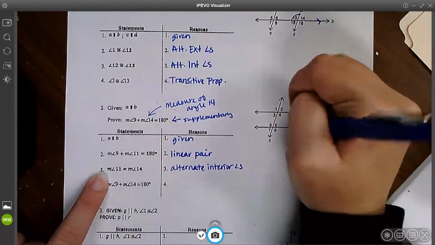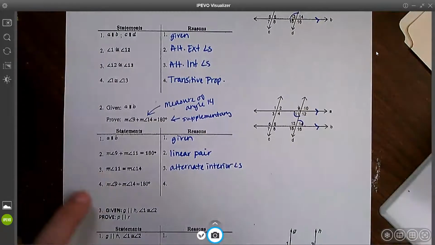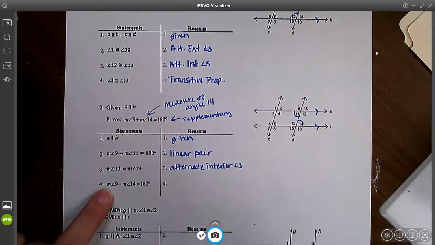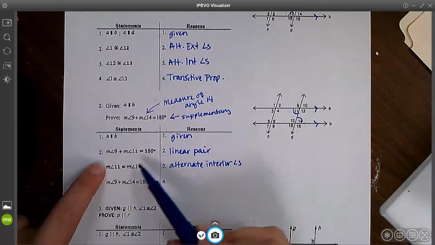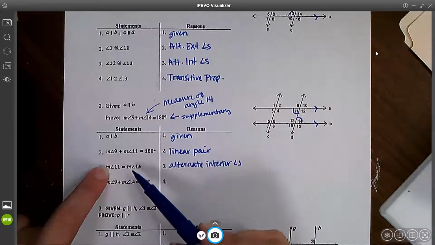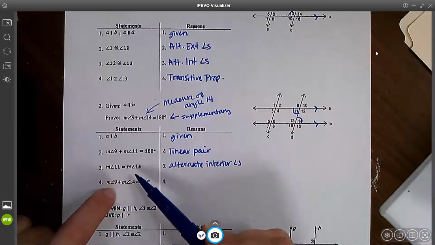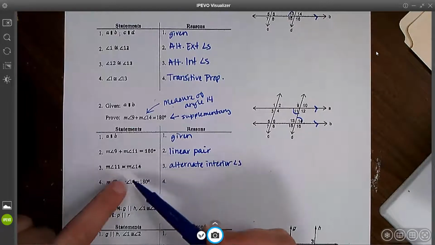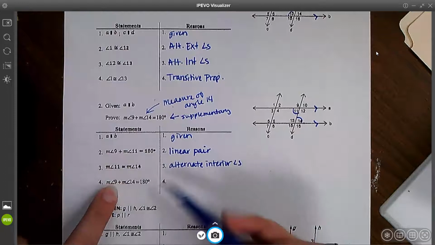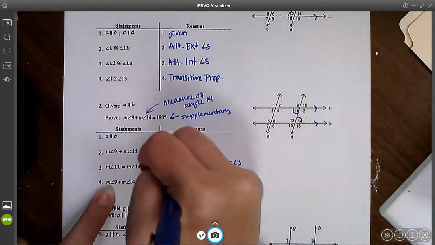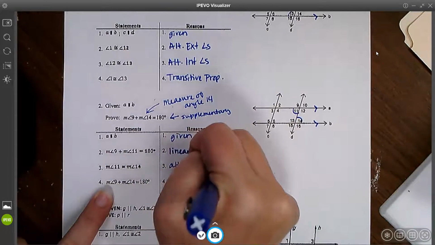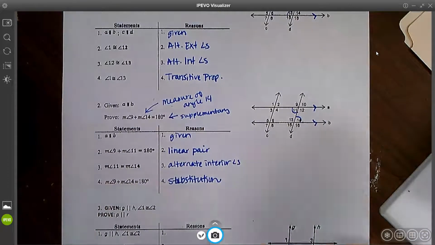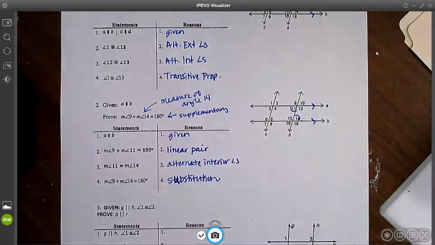We've got 11 and 14 are congruent. And then it says the measure of angle 9 plus the measure of angle 14 is 180. If we started with this equation and we know that these two things are equal, then what we can use is substitution. We can plug in 14 where 11 was and know because they're equal that it doesn't change our equation. So this reason would be substitution. Sorry, spelled that wrong at first.